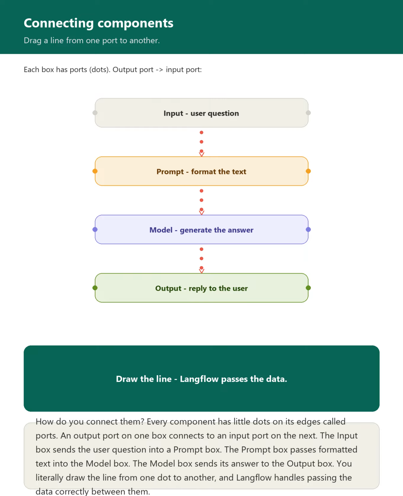Now how do you actually connect them? Every component has little dots on its edges called ports. An output port on one box connects to an input port on the next. For example, the input box sends the user question into a prompt box. The prompt box passes formatted text into the model box. The model box sends its answer to the output box. You literally draw the line from one dot to another, and Langflow handles passing the data correctly between them.